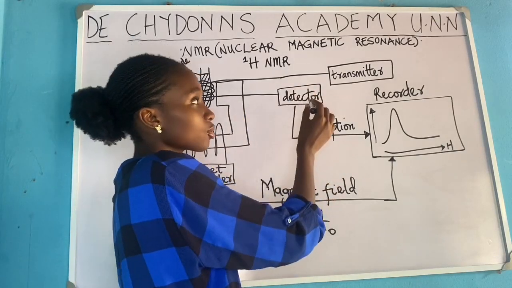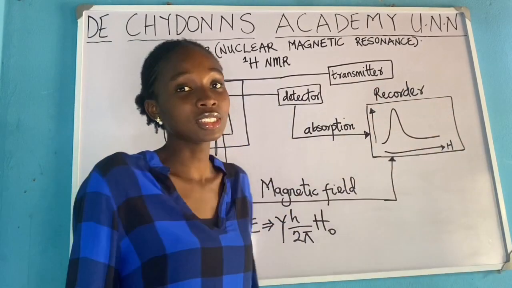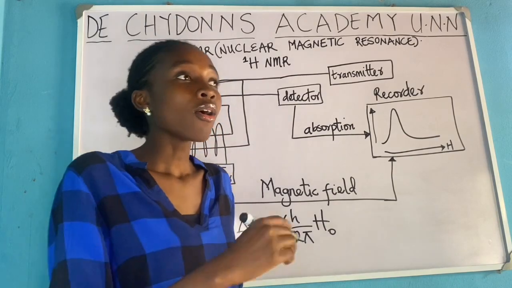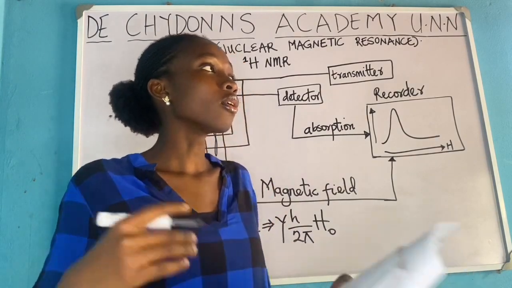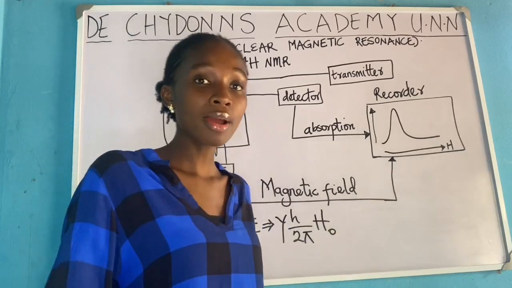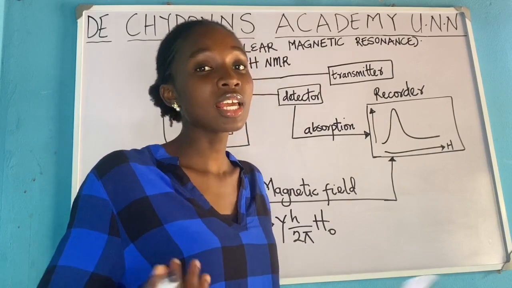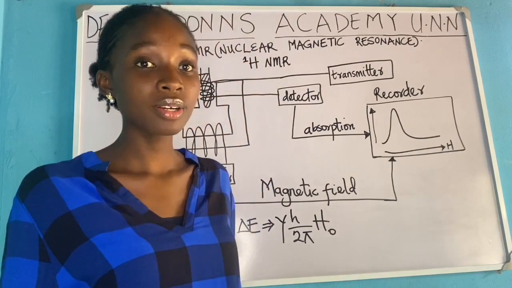Then you have a detector, you have a transmitter and a recorder, and it gives you a spectrum at the end of the day. You should all know that every spectroscopic or spectrometric procedure should give you a spectrum. NMR will give you an NMR spectrum. The MS, that is mass spectrometry, will give you an MS spectrum. So for this, we'll be dealing with the NMR spectrum.